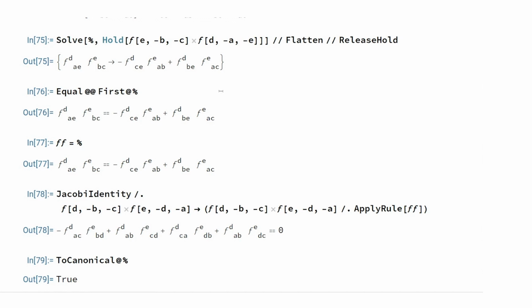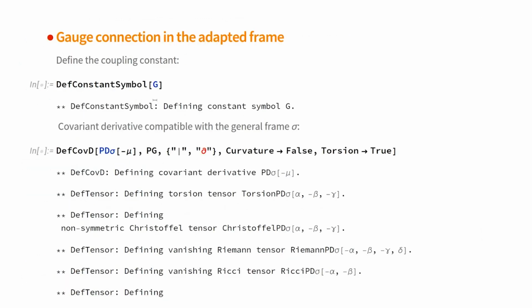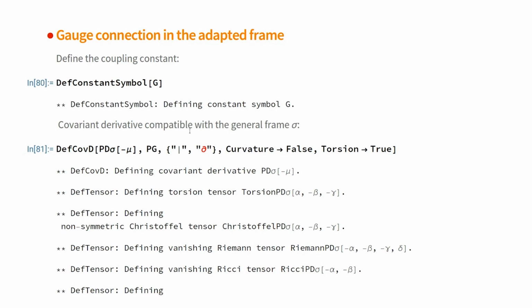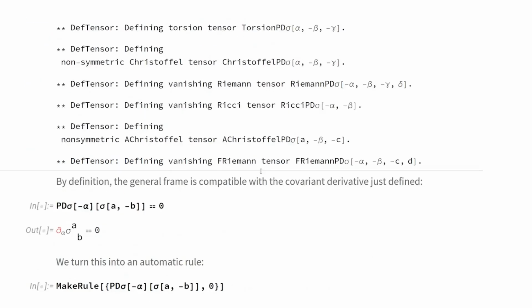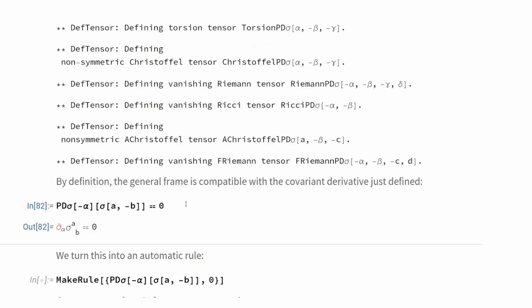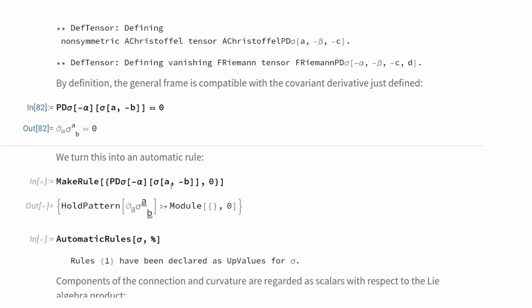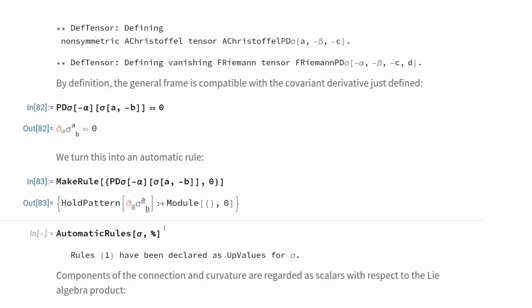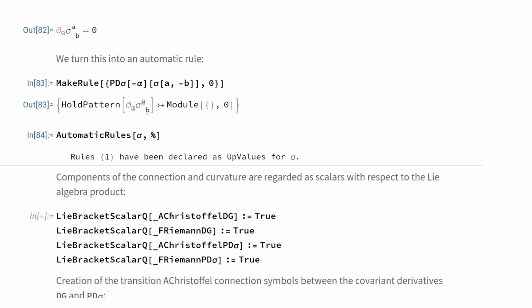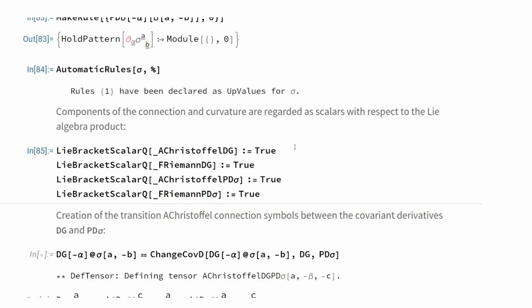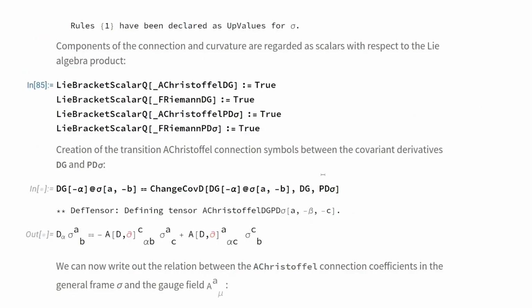So right, now I really have the ingredients. I now define the coupling constant and the covariant derivative that is compatible with the general frame, meaning that the covariant derivative of the frame is 0. This is going to be an automatic rule, and the components of the connection and curvature are regarded as scalars with respect to the Lie algebra product.